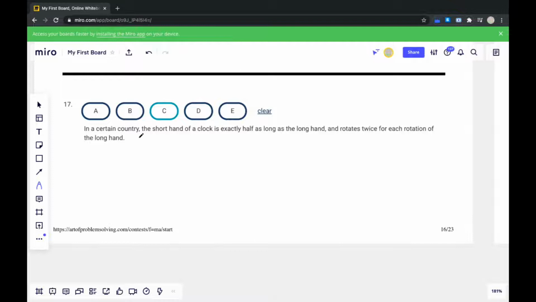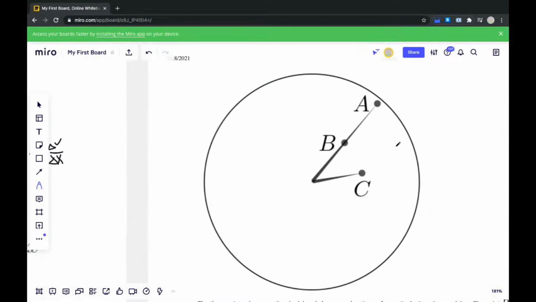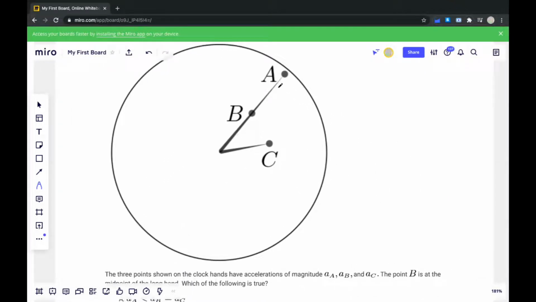Problem 17, we have that the shorthand of a clock is exactly half as long as the longhand and rotates twice for each rotation of the longhand. If we take a look at this clock, we see there are 2 points A and B on the longhand and 1 point C on the shorthand. The shorthand rotates with angular velocity 2 omega, and the longhand rotates with angular velocity omega. Let's say the distance from the center to C is d, then the distance between the center and B is also d, but the distance between the center and A is going to be 2d.